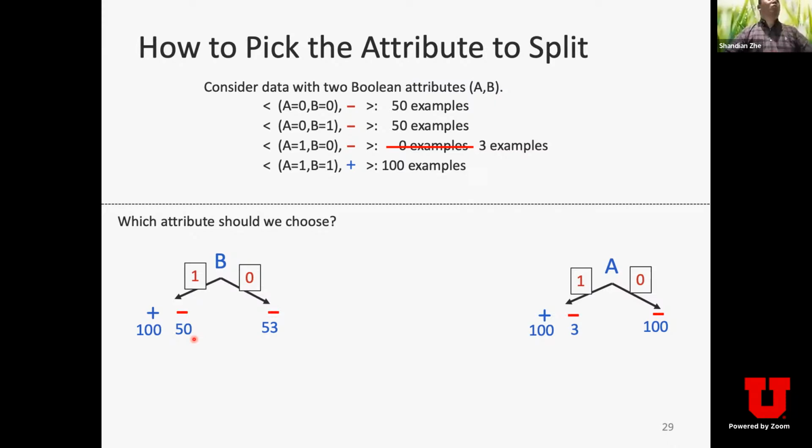But I still want to compare which one is better. So now, will you please tell me which one you believe is better? A, I heard A. Any other suggestion?